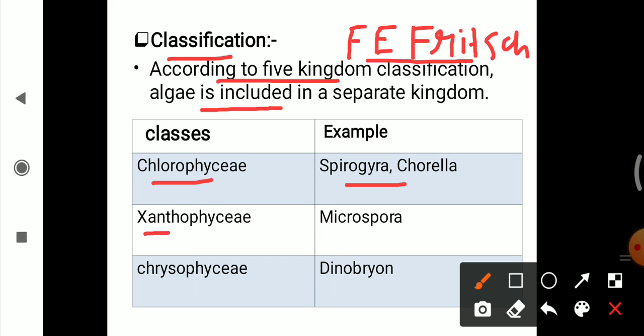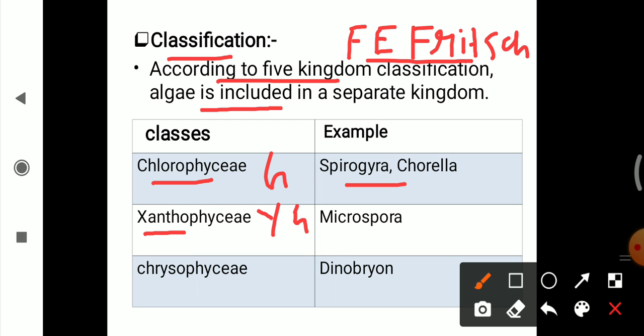Second one is Xanthophyceae, which is the yellow-green algae, whereas Chlorophyceae is green algae. Example is Microspora. Here they contain the pigments chlorophyll A and E, and beta carotenoid pigment. The reserve food material is oil.